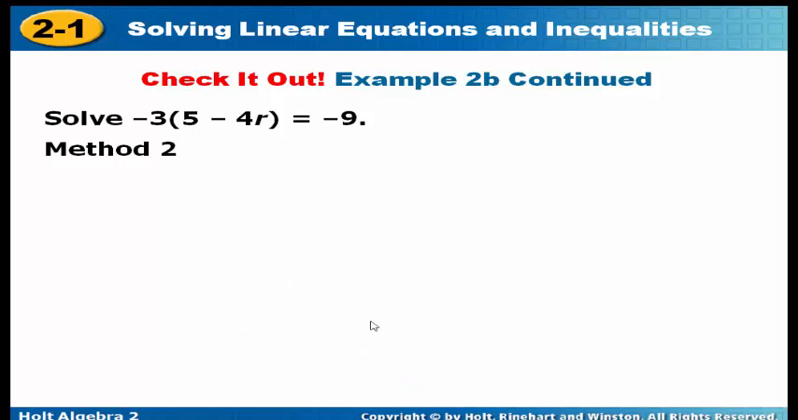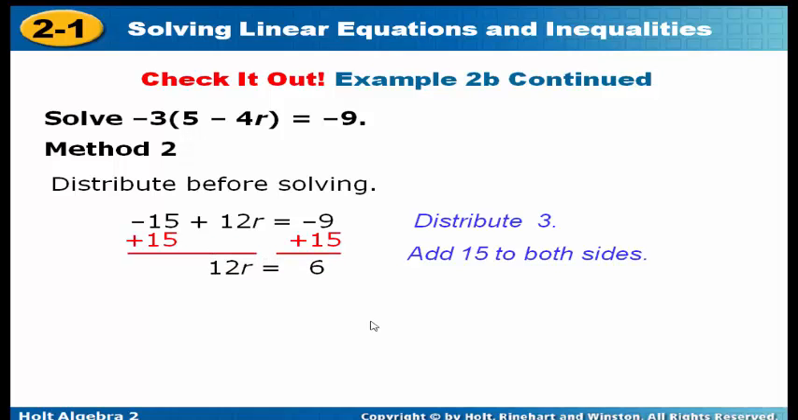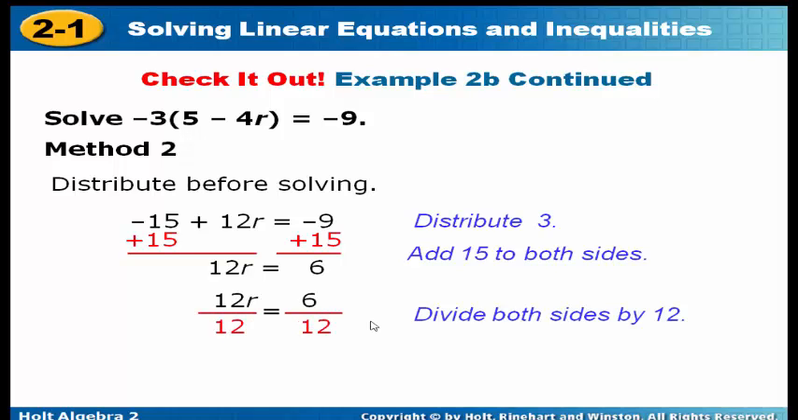Method 2. Distribute before solving, so negative 3 times 5 equals negative 15, negative 3 times negative 4r equals positive 12r equals negative 9. Now add 15 to both sides. So 12r equals negative 9 plus 15 equals 6. 12r equals 6. Now divide by 12. So r equals 6 divided by 12 equals half.